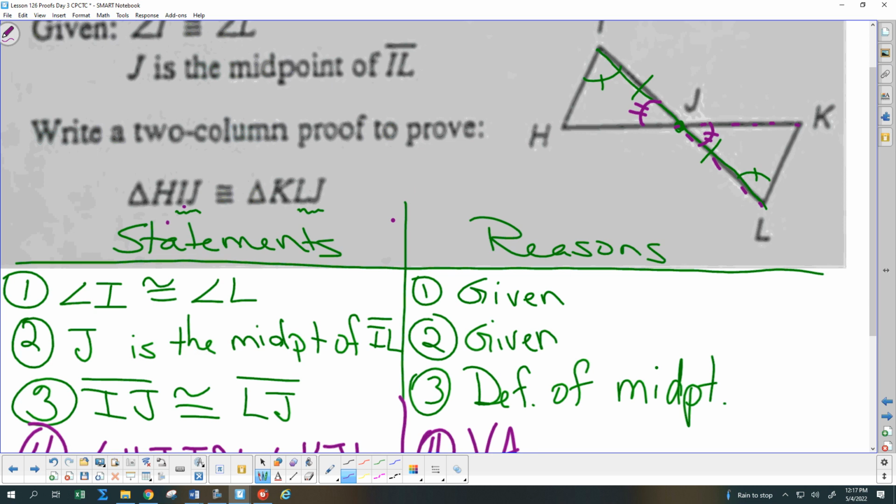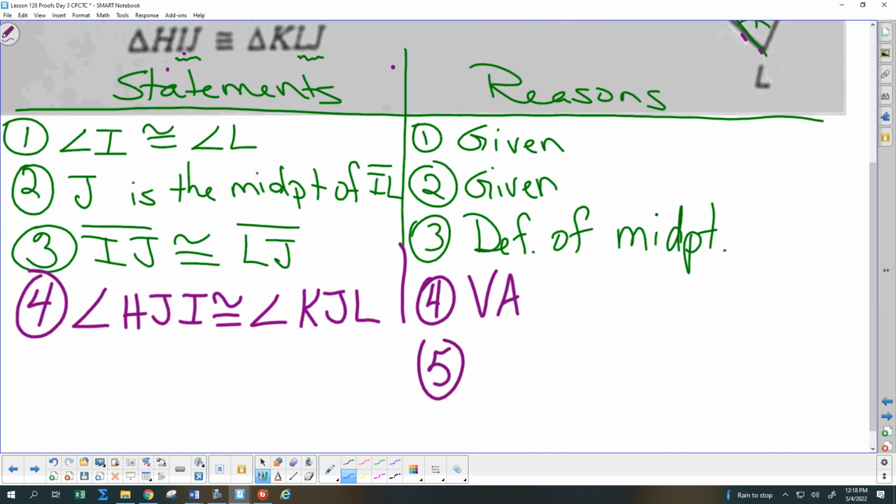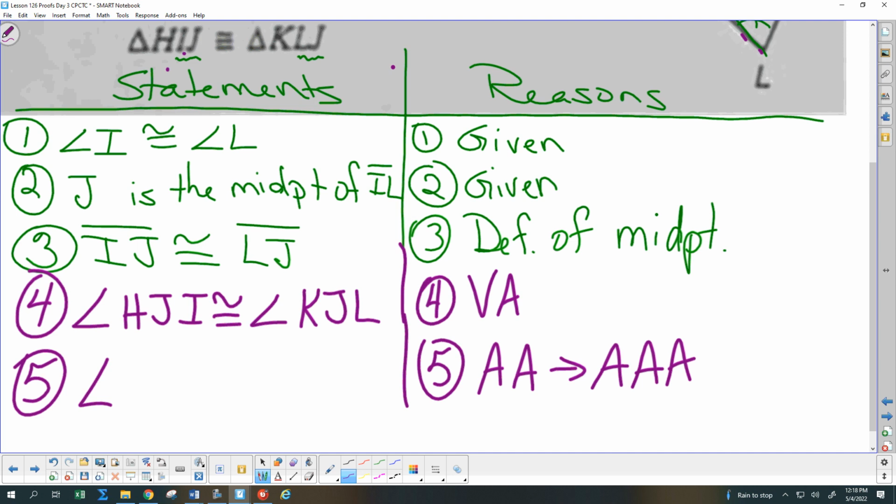Is that enough? So what do I do, Madeline? Perfect. We're going to say that the other set of angles also has to be corresponding. And our reason for that is going to be angle, angle implies angle, angle, angle. And again, we need to make sure we write the angles correctly.